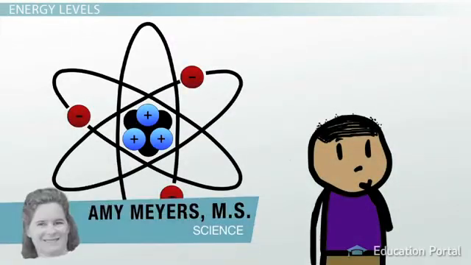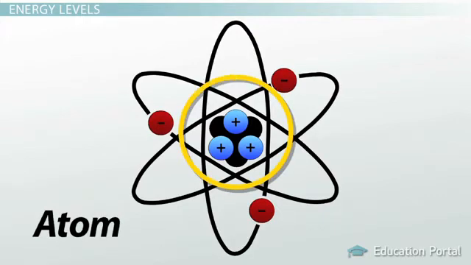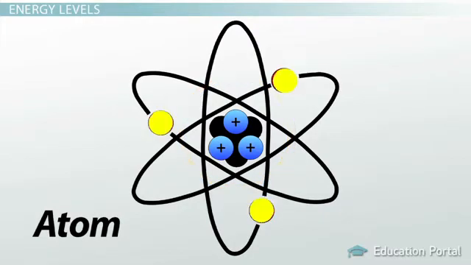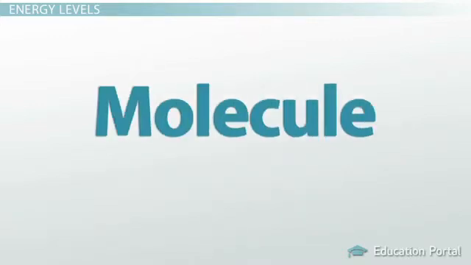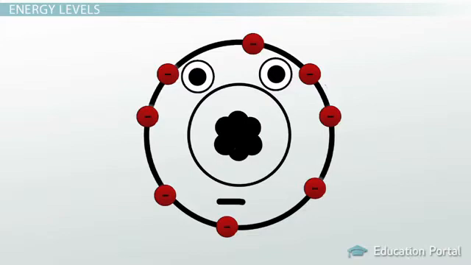Before we start this lesson, let's refresh your memory a bit with things you may know or things you may remember hearing about. Atoms are composed of protons and neutrons that live in the nucleus and electrons that orbit the nucleus in energy levels. Most atoms are combined into molecules. A molecule is a neutrally charged group of atoms that is held together by covalent bonds. Electrons orbit the nucleus of an atom in energy levels or shells.